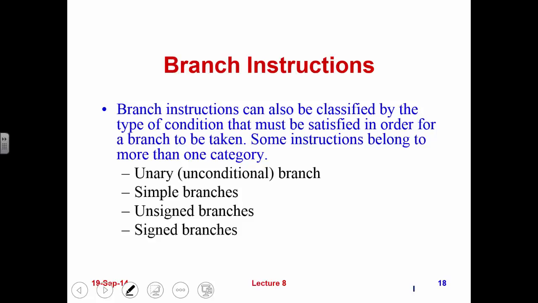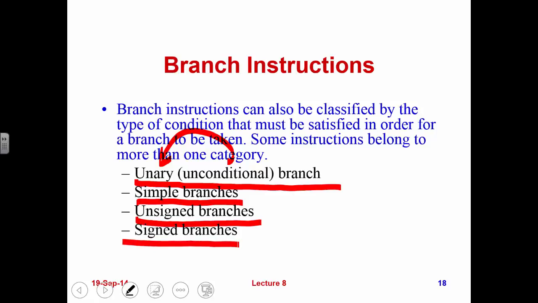Some people divide the branch instructions in different ways, and some branch instructions can even belong to more than one category. One way somebody divides branch instructions is unary branch, which means unconditional. Then they have simple branch. And there is a pair: unsigned branch and signed branch.